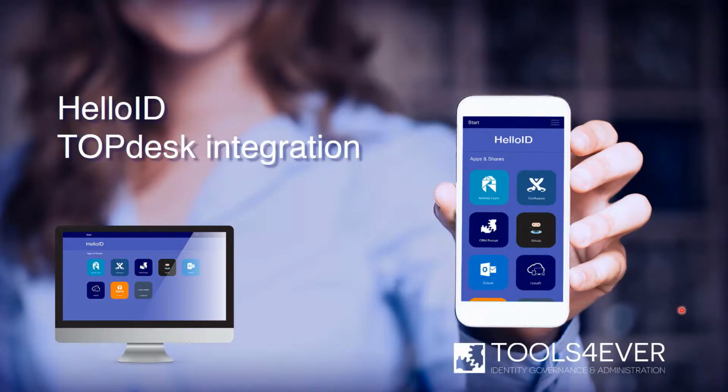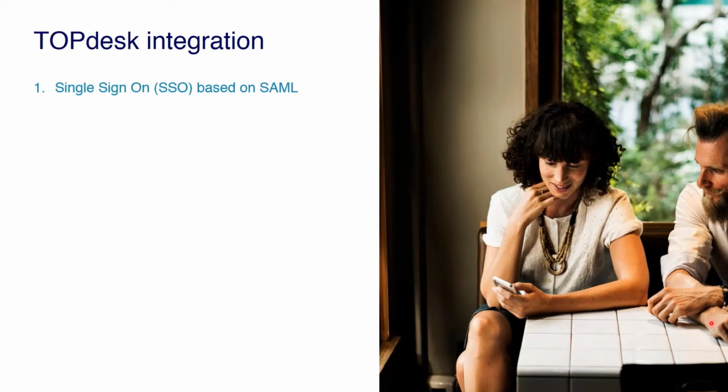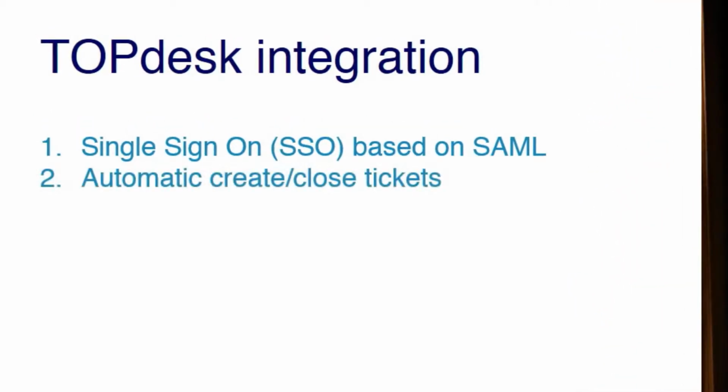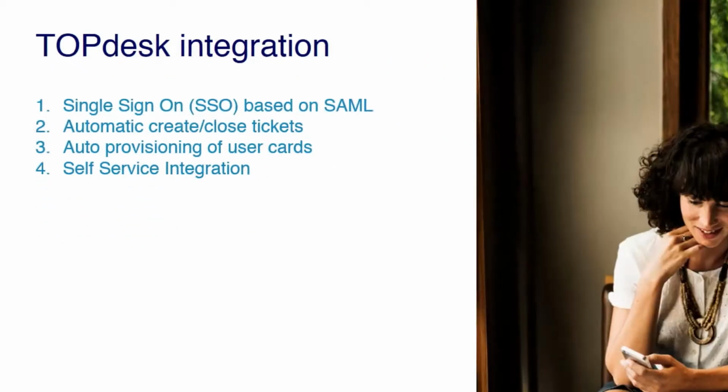Today we are going to go over the HelloID Topdesk integration. The Topdesk integration consists of 4 elements. The first is the single sign-on, SSO, based on the SAML IDP in HelloID. The second is the automatic creation and closing of tickets. These will work for extended changes as well as normal changes. The third is auto-provisioning of user cards in Topdesk. And finally, the fourth is self-service integration.